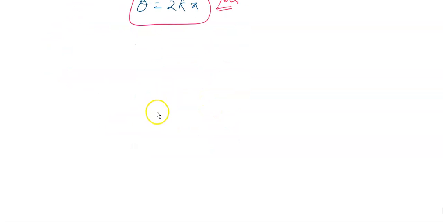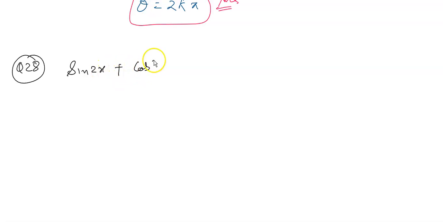Question number 28. 28 says the number of solutions of sine 2x plus cos 4x is equal to 2. So we have sine 2x plus cos 4x equal to 2.